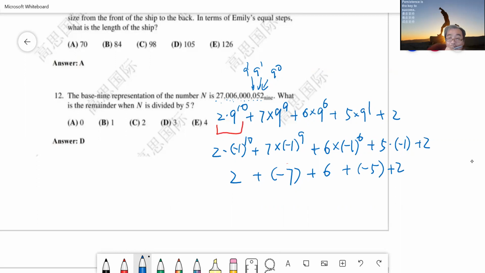Right. Okay, so I think you can see this is a multiple of 5, we don't have to care about it. This is actually 6 plus 6 plus 2, that's also 10. So we can cancel. This is -7. -7 is congruent to -2, congruent to 3. So the answer is 3 modulo 5. That should be the answer.